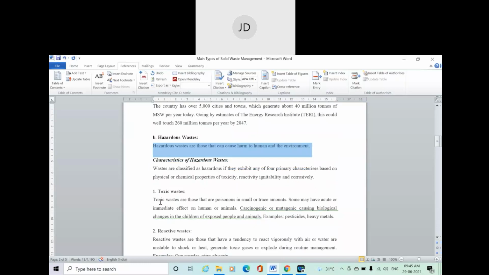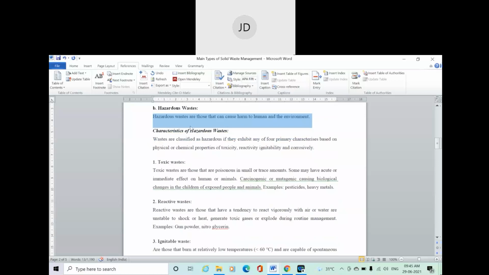So, examples of that: pesticides and heavy metals are examples of toxic waste. Basically they directly affect the human body or animals. Fine, they are poisonous.